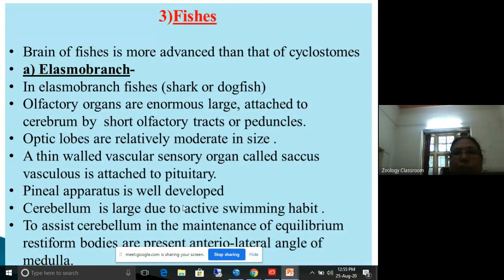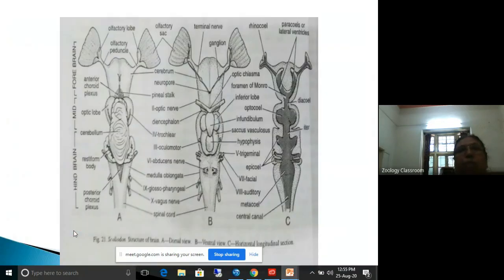The pineal apparatus is well developed. The cerebellum is large due to the active swimming habit. And there is also the presence of corpora restiform bodies. So this is the brain of fish.